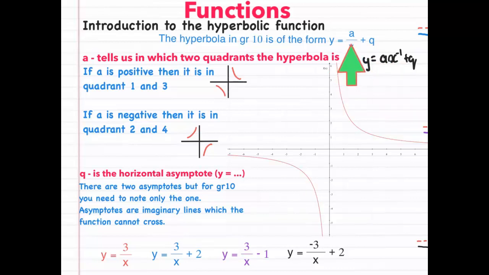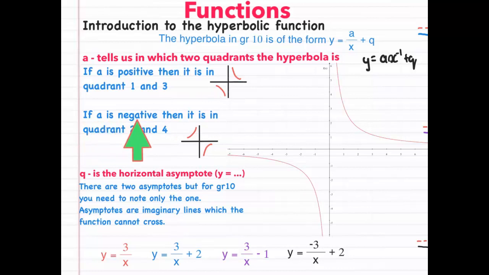Now let's go and look at what the values of a and q actually mean. Now a tells us in which two quadrants the hyperbola is. If a is positive, then it is in quadrants 1 and 3. So it is in the two positive quadrants, because here my y is positive and my x is positive, so that entire quadrant is positive. In this one, x is negative, y is negative, and two negatives gives us a positive. So these are my two positive quadrants. So if a is a positive number, the hyperbola will be in quadrant 1 and in quadrant 3.